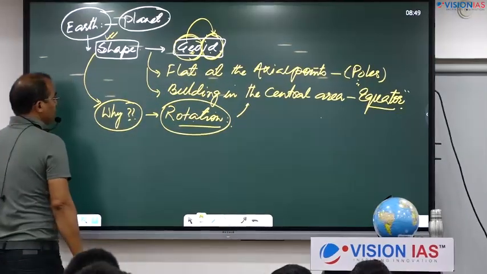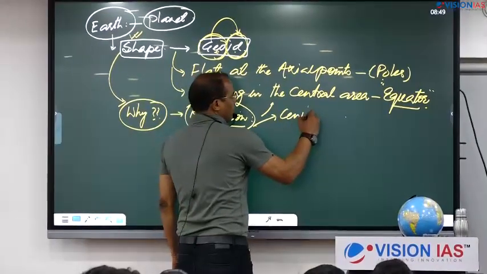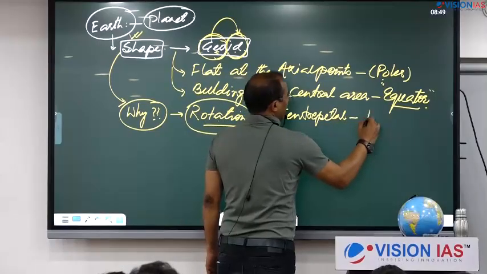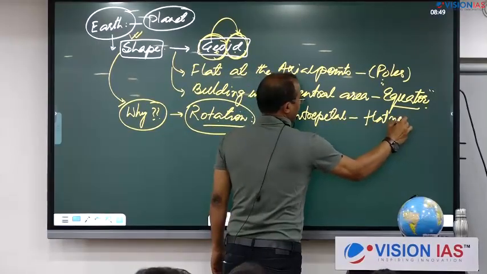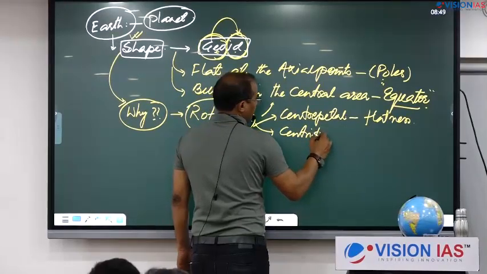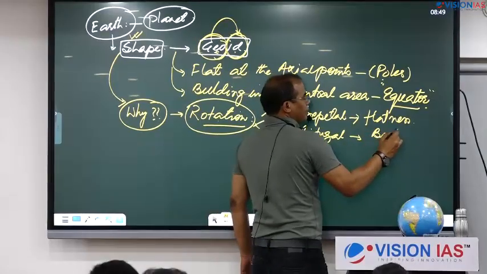The reason for the uniqueness of the shape is rotation, where the centripetal force creates flatness and the centrifugal force creates the bulge.